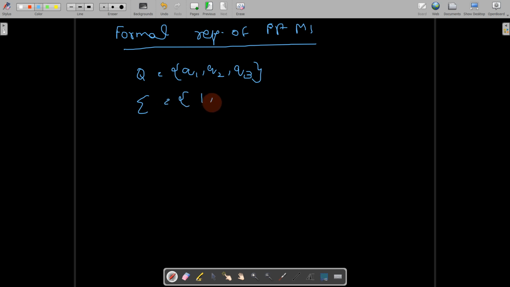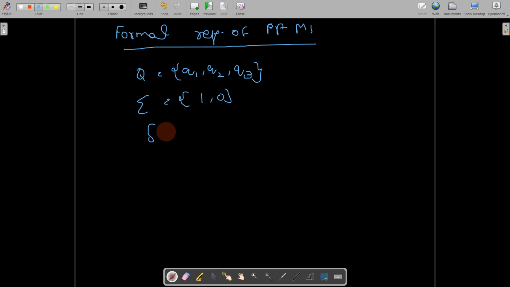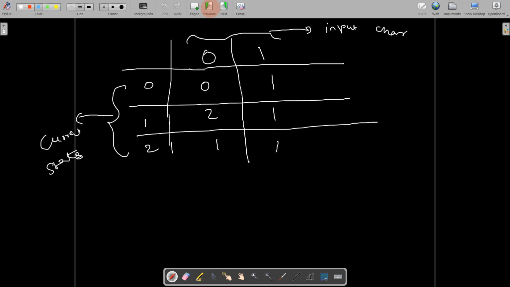Sigma is {1, 0}, and the transition table we have to make for this. Okay, so this was the transition table. It was q1 over here, q2 and q3. 0, 1 and 2 we represented it for the Python code for this machine.